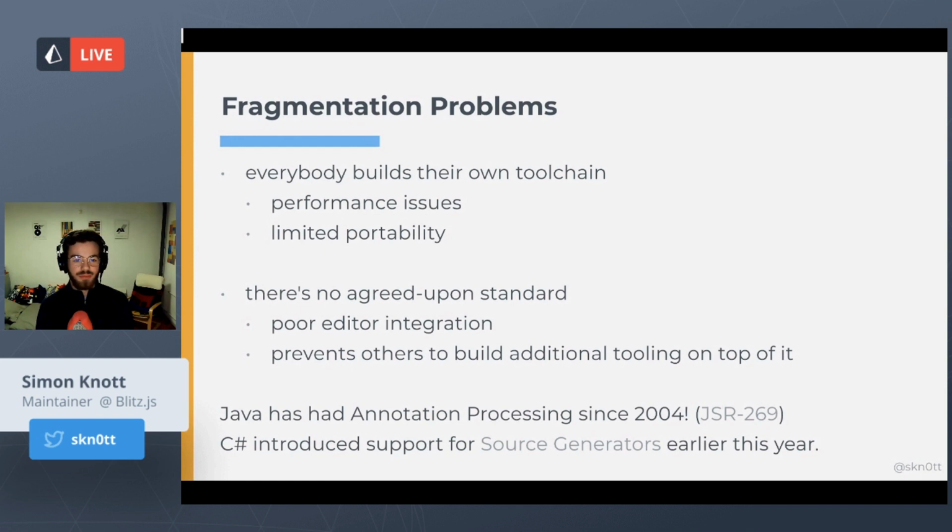So yeah, performance issues. Also, limited portability. You can't just take your Babel plugin and move it to, say, Webpack, which makes it hard to move to new tools in your toolchain. Which brings me to the next problem. There's no agreed upon standard to do code generation anyway.